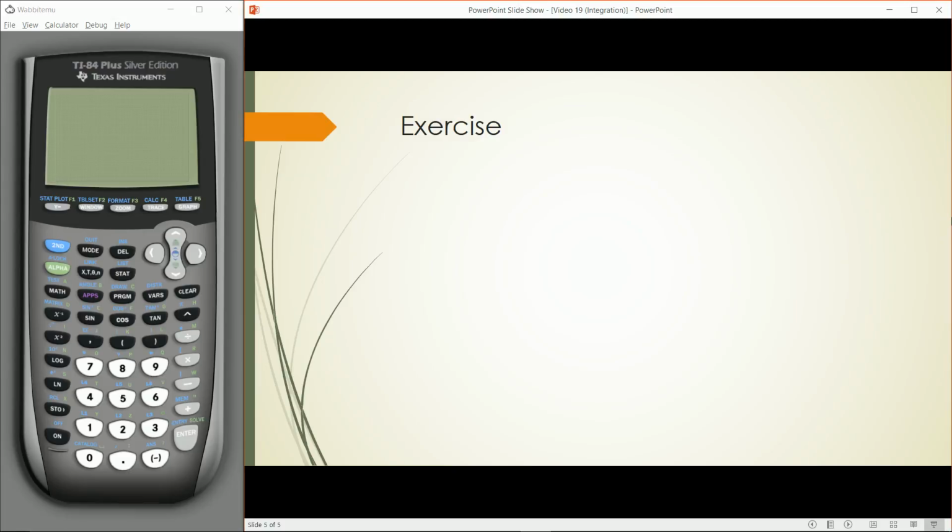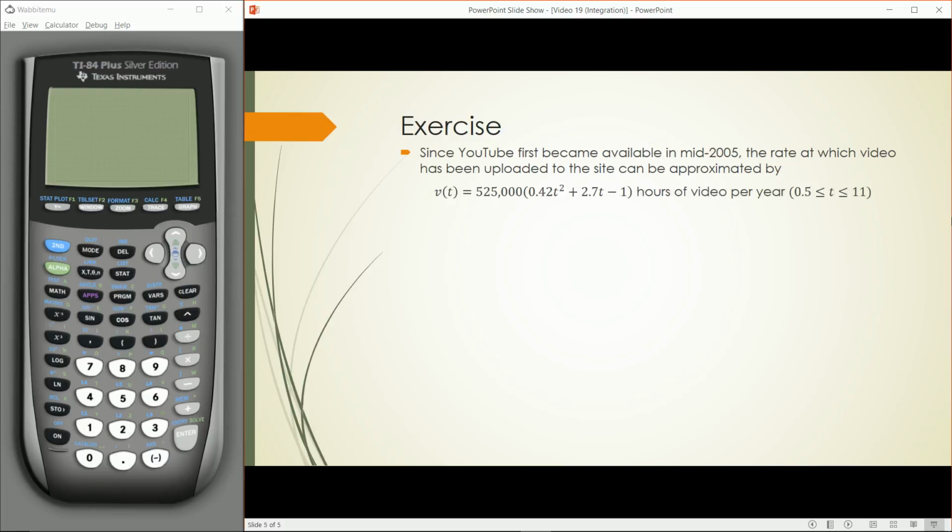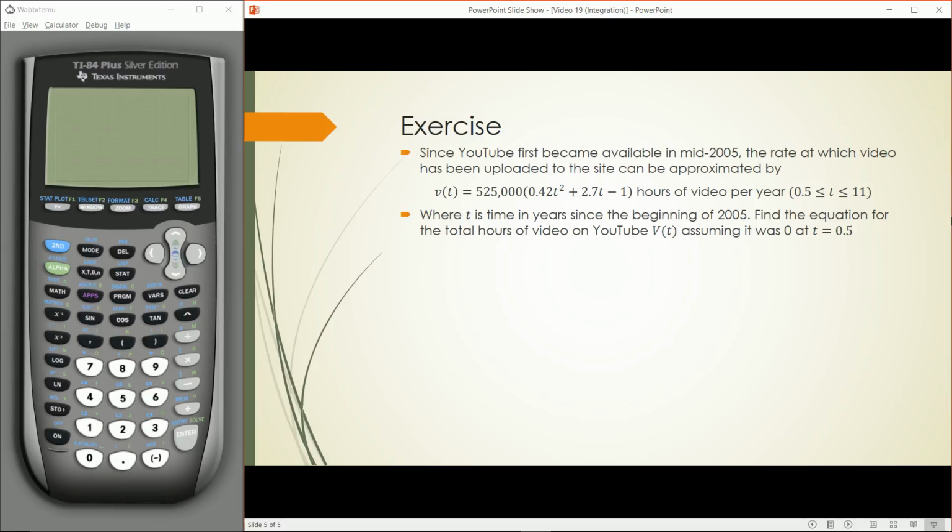Now, let's take a look at an exercise. YouTube started around mid-2005. But we can find a formula which tells us the hours of video uploaded per year. So we know it's a rate already. That means we can go backwards to find just the hours of video at any given time. So t goes from 2005 to 2016, and 0.5 would be the beginning of 2005, where we're assuming there are not going to be any videos on YouTube when it first starts.